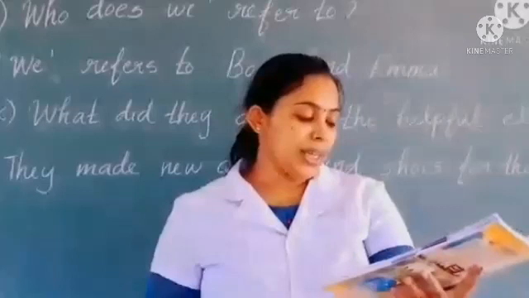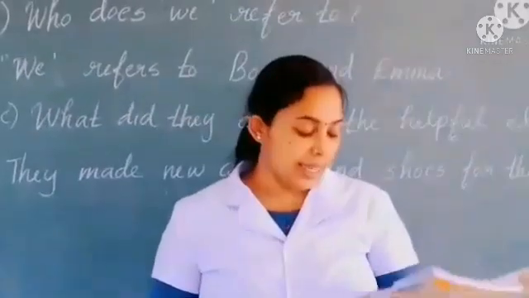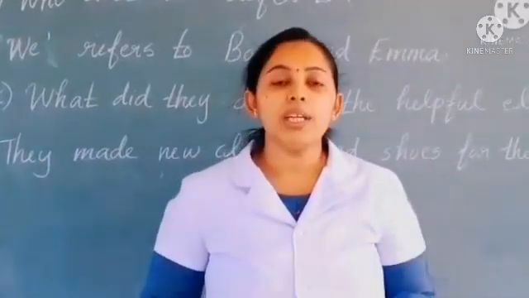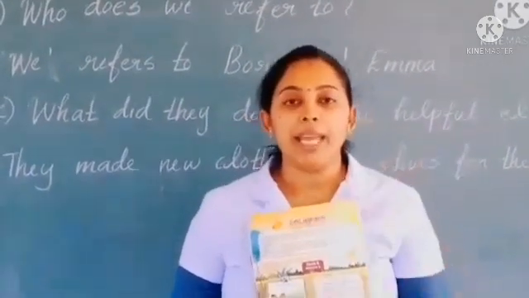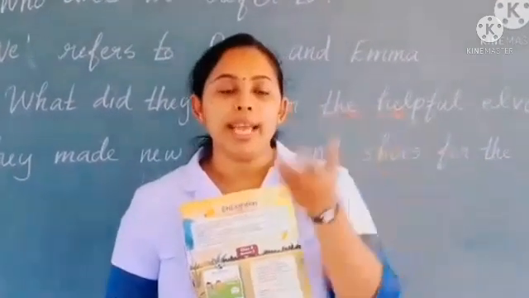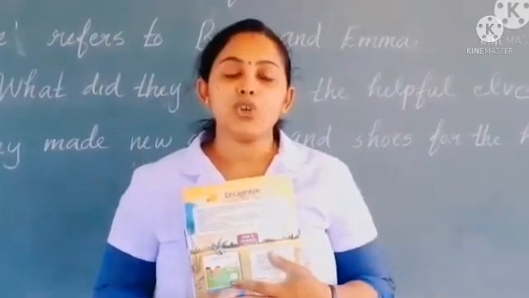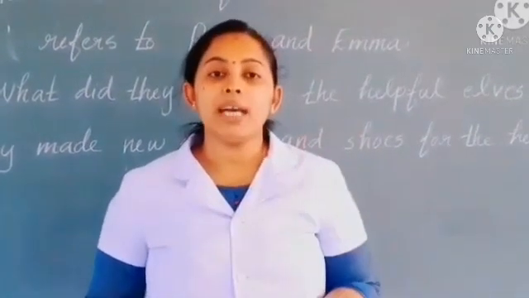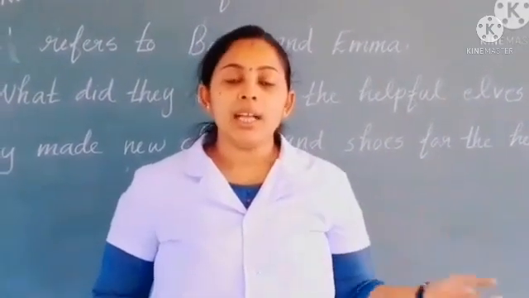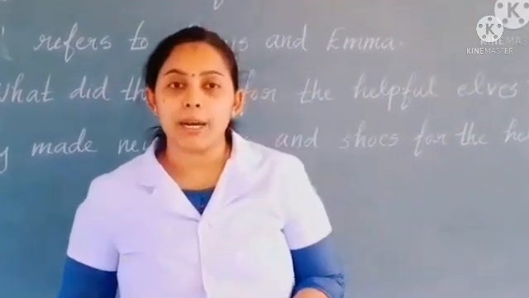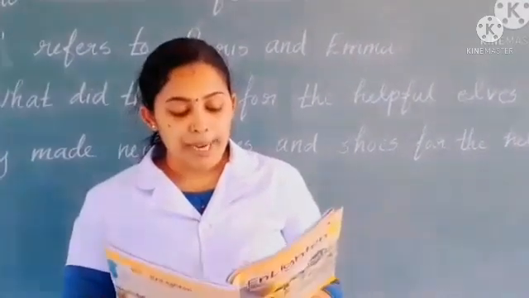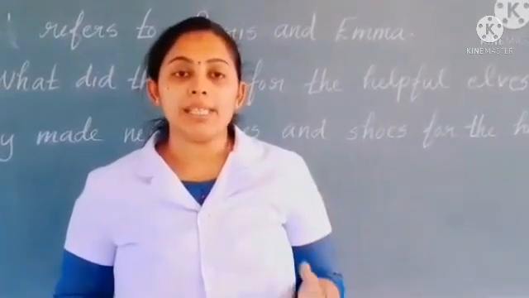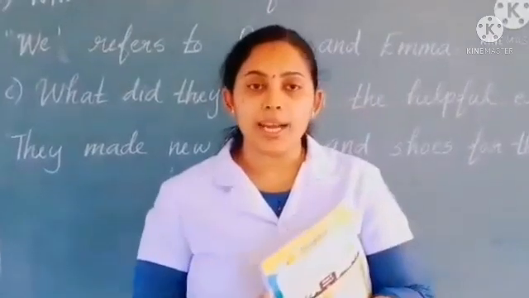See children, did you hear the proverb? One good turn deserves another. What do you mean by that? If you help anyone, surely you will get help from others. So in this lesson, the elves helped the shoemaker and his wife by making the shoes. In return, they helped the elves by giving them new clothes and shoes. So this proverb means you should do good things in your life.